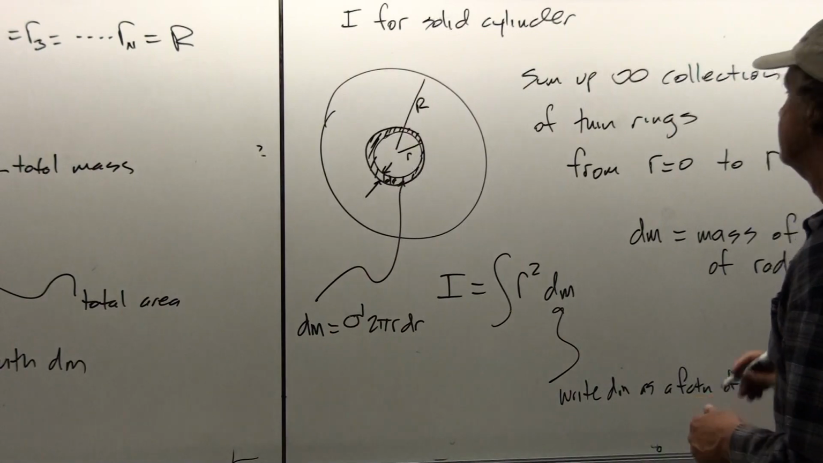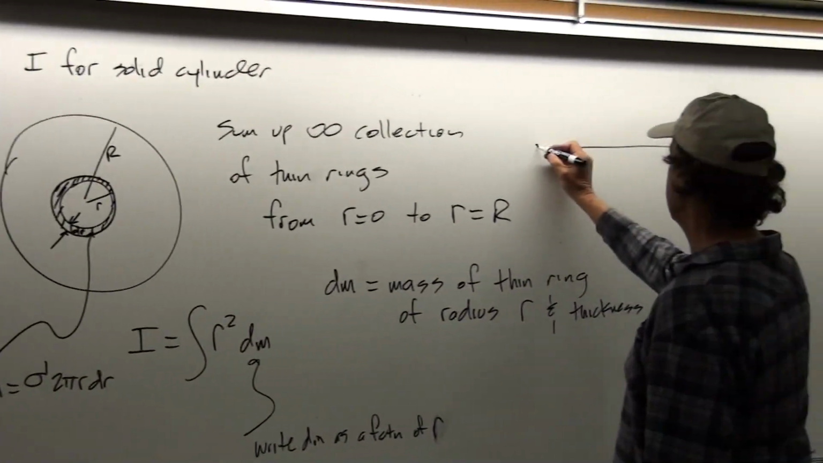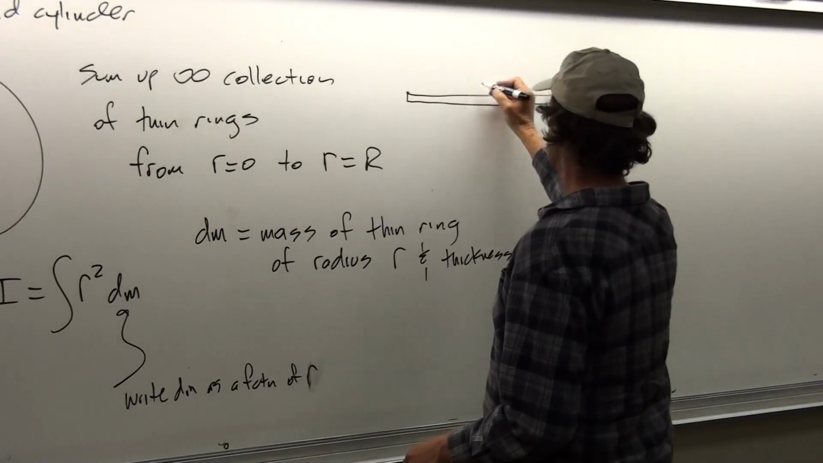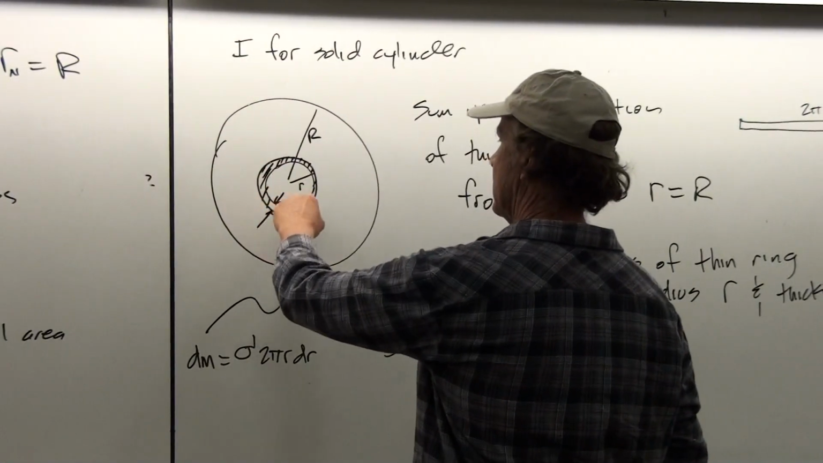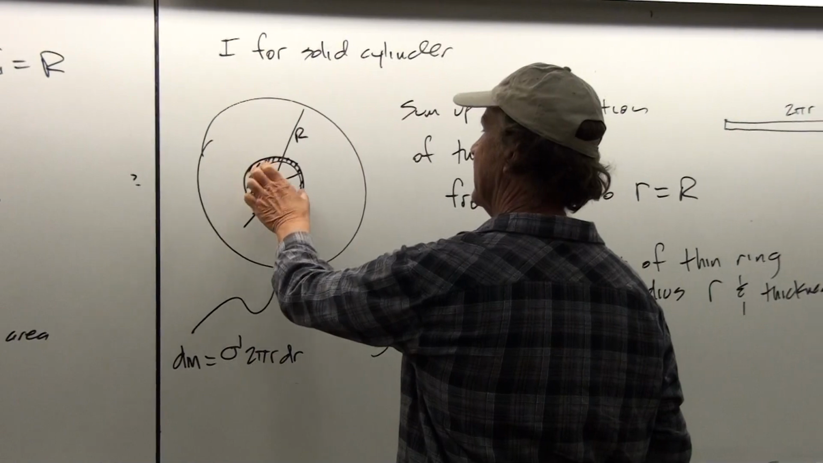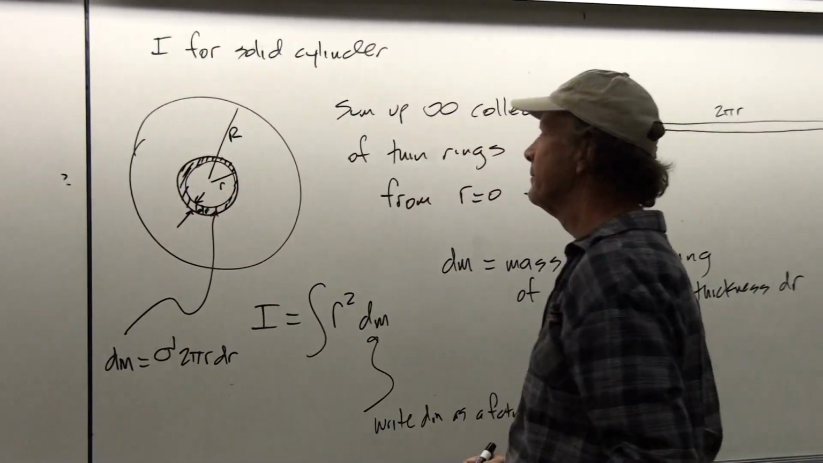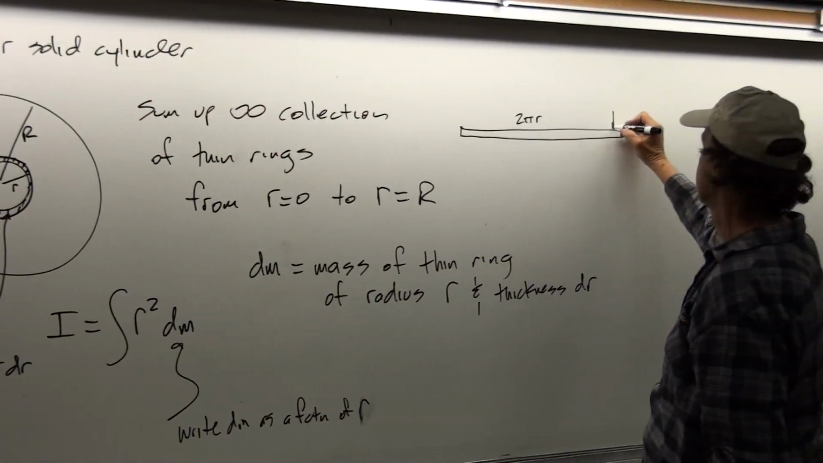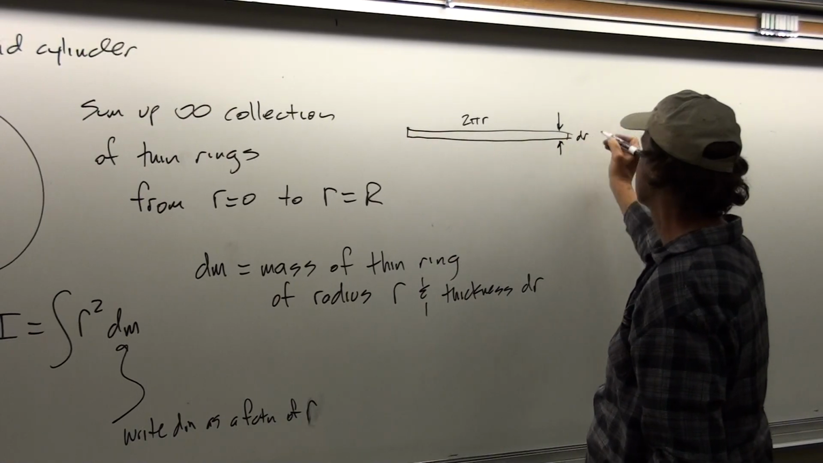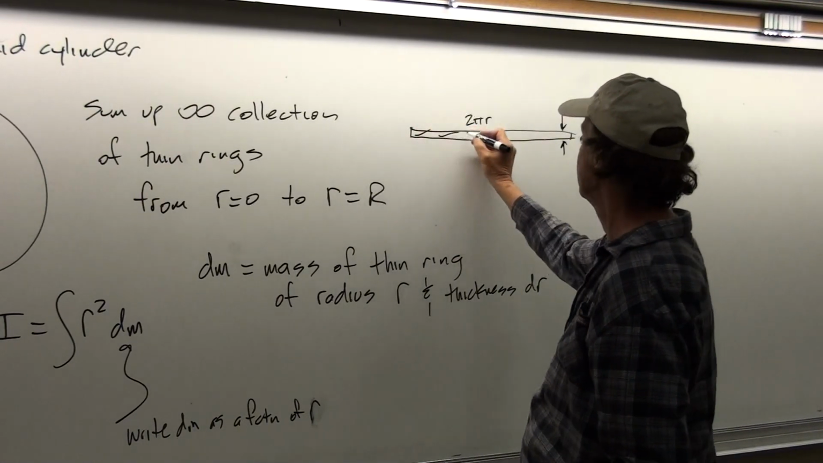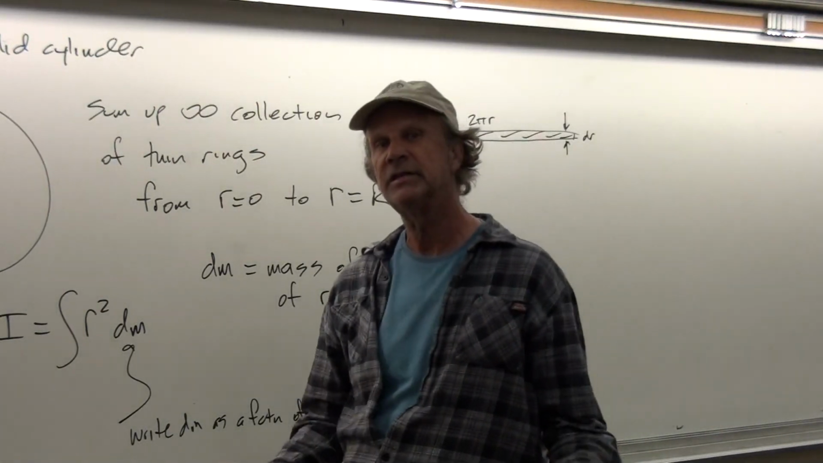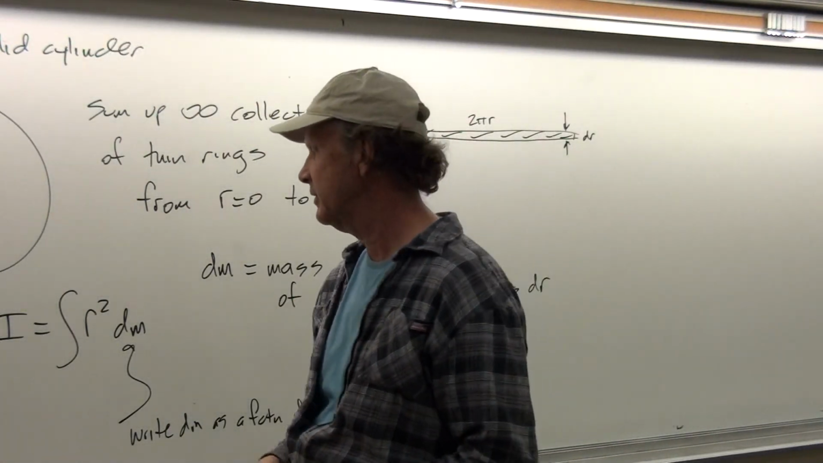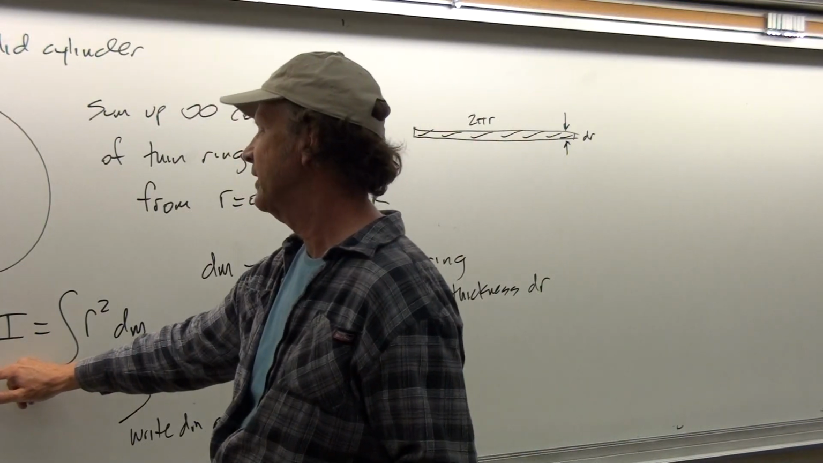stretching it out. If we cut it, we stretch it out, then the length of this thing is going to be 2 pi r, right? Because that's the circumference of a ring that has a radius r, times the thickness, which is dr. So that's just the area of a rectangle, the base times the height. And so dA, if the thing is infinitesimally thin, is just going to be 2 pi r dr.